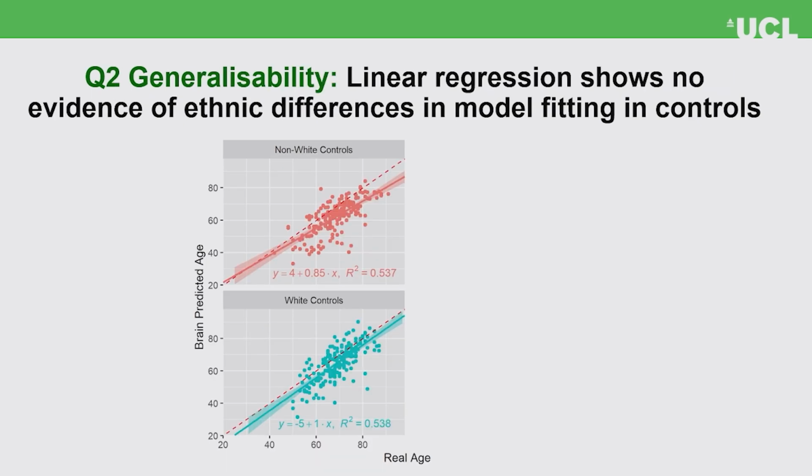With regards to our second question, we found that linear regression showed no evidence of ethnic differences in model fitting in controls. In this case, we have real age on the x-axis and the brain predicted age on the y-axis. We fit linear regression lines to both non-white controls and white controls. The dashed red line in the middle is x equals y, so if you had a perfect prediction, it would be there. In both cases, the R-squared values are quite high. The lines are quite close to the x equals y line, which is as expected because these are controls.